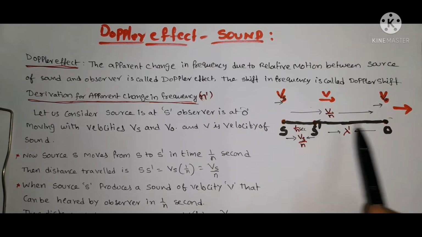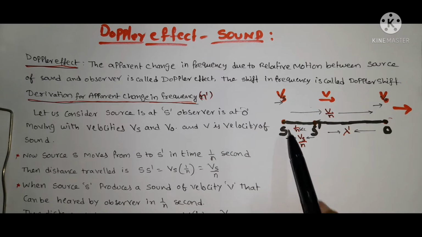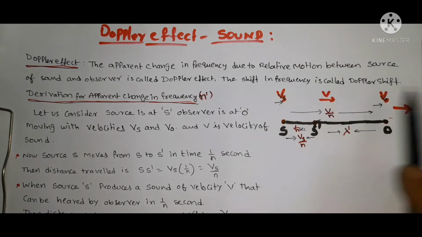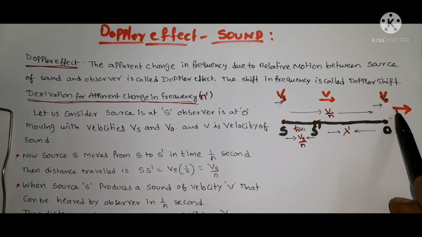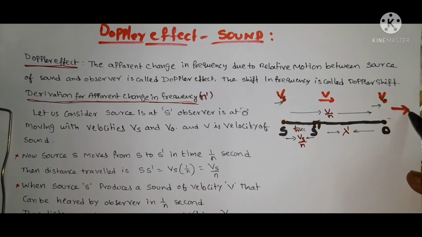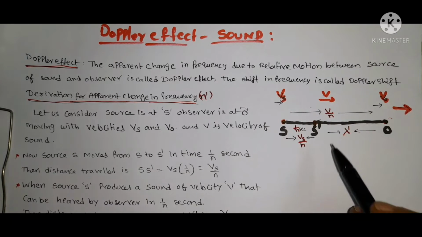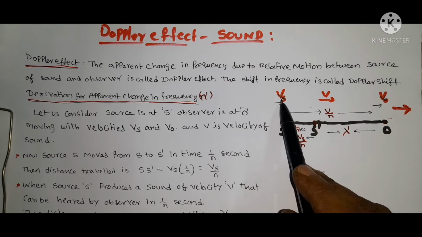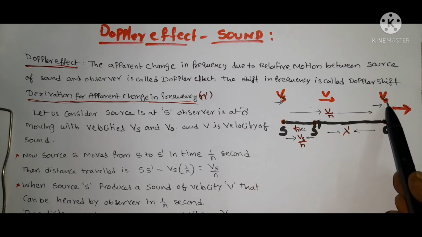Here if you observe this diagram, let us say S is the source, O is the observer, both are moving in the right side direction. That can be represented by this arrow mark, that is in the positive x direction. Now the source is moving with velocity vs and the observer is moving with velocity v0. Compared with the source, the observer is moving very slowly.